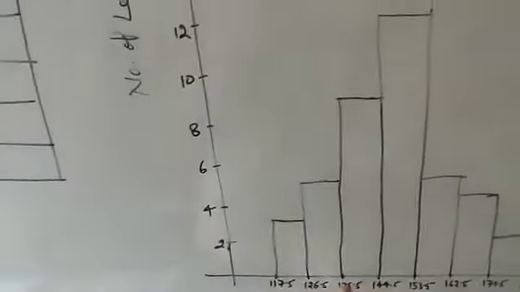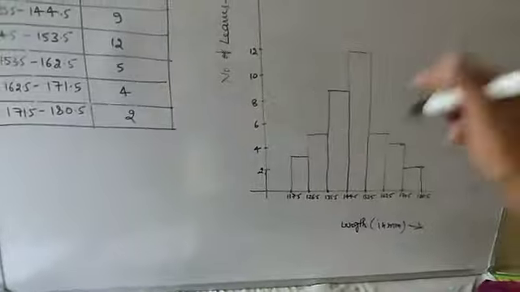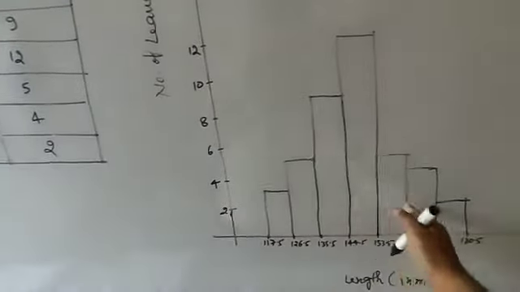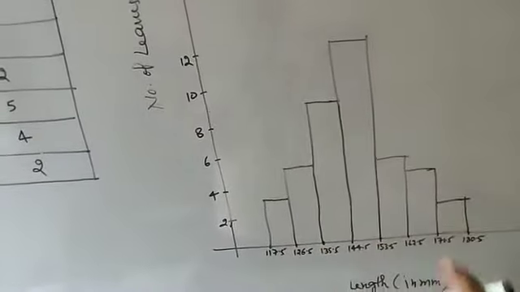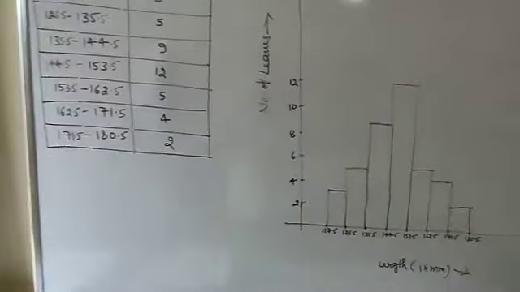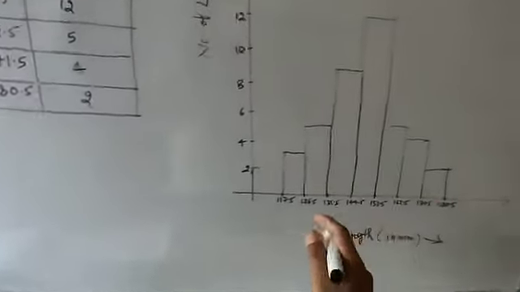So here it is the histogram. I had explained that in the histogram each and every rectangular box is connected to each other. So here it is connected to each other. That is for the continuous group frequency.